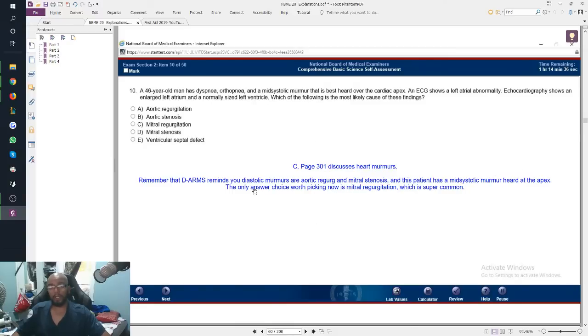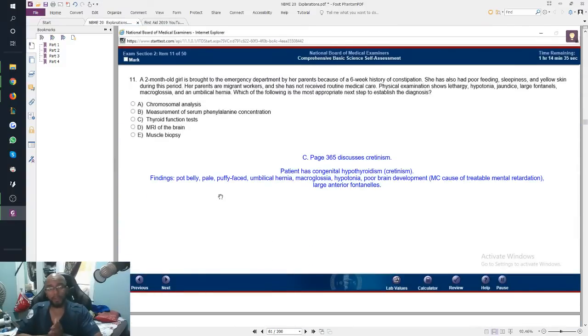They told you that. The only answer choice worth picking now is mitral regurgitation, which is super common. Everyone gets mitral regurgitation at some point in their life, right? So mitral stenosis, although this made sense because the left atrium is big, it's not the correct answer because this patient has a mid-systolic murmur. To have mitral stenosis, you would need a diastolic murmur. And that was the trick here. So it was a hard question in the sense that it's a tricky question.